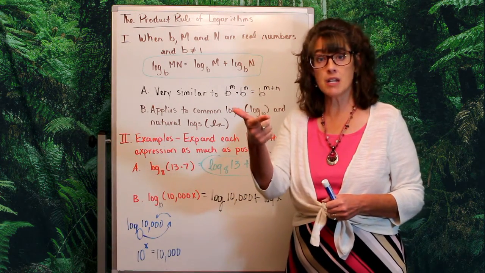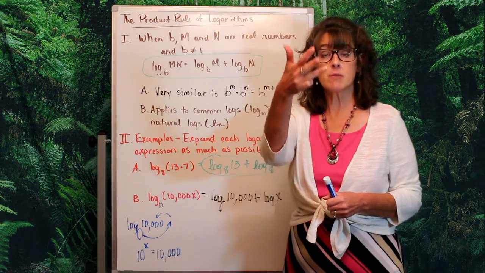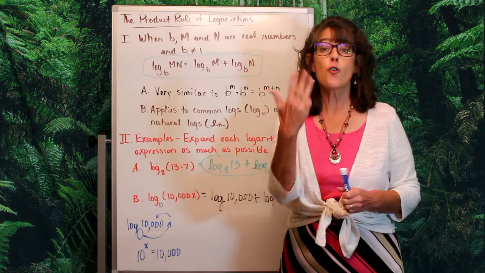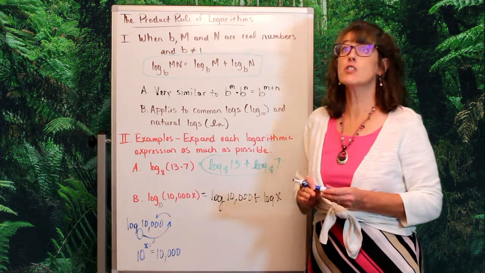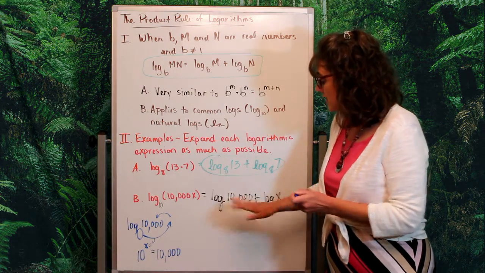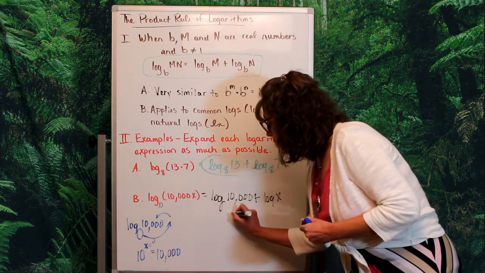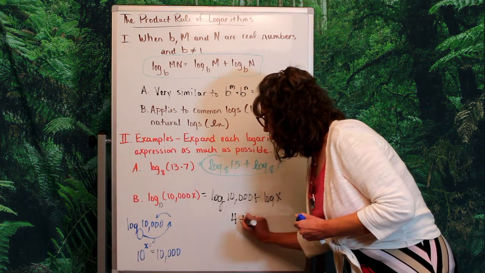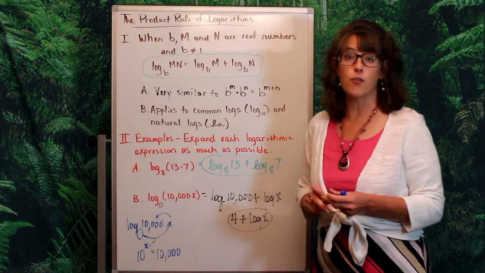Well, 10 times 10 is 100. 100 times 10 is 1,000. 1,000 times 10 is 10,000. So 4 is going to be my power here. And so that means that this log base 10 of 10,000 is actually going to be a 4. So I have 4 plus log of x. And there it is in expanded form.